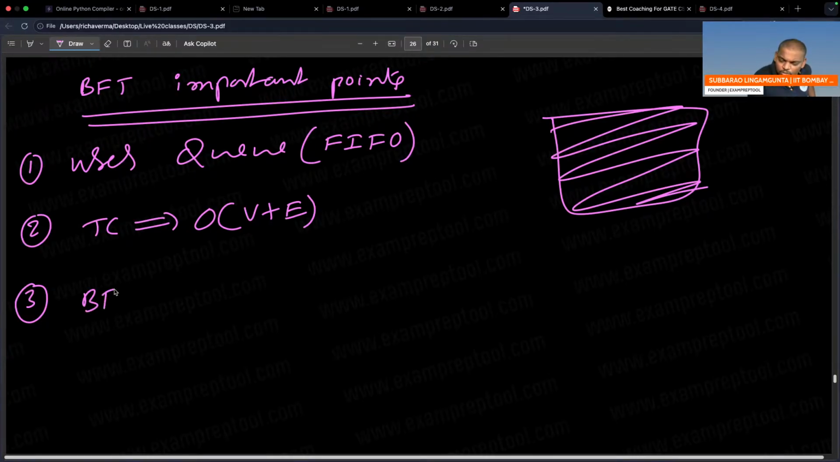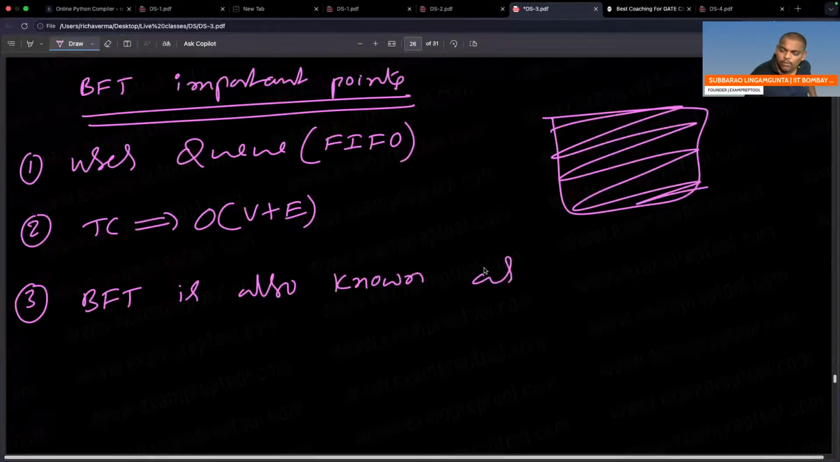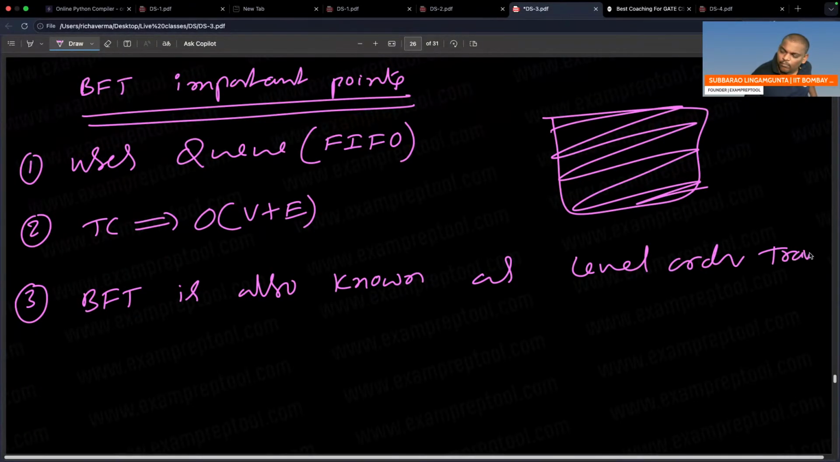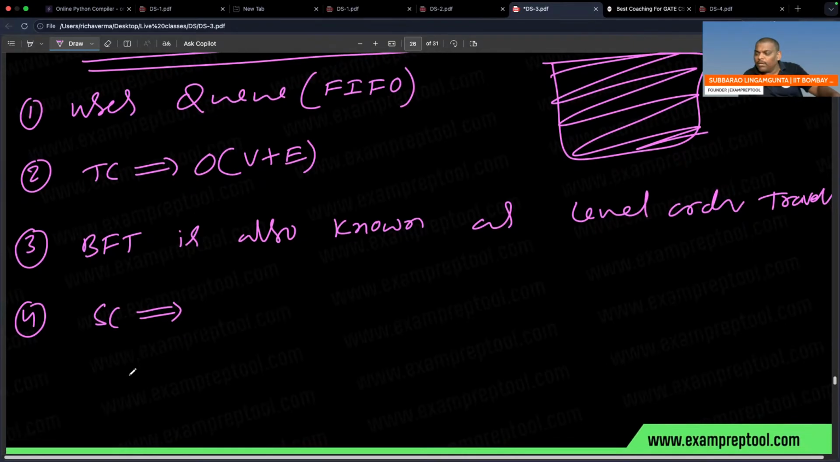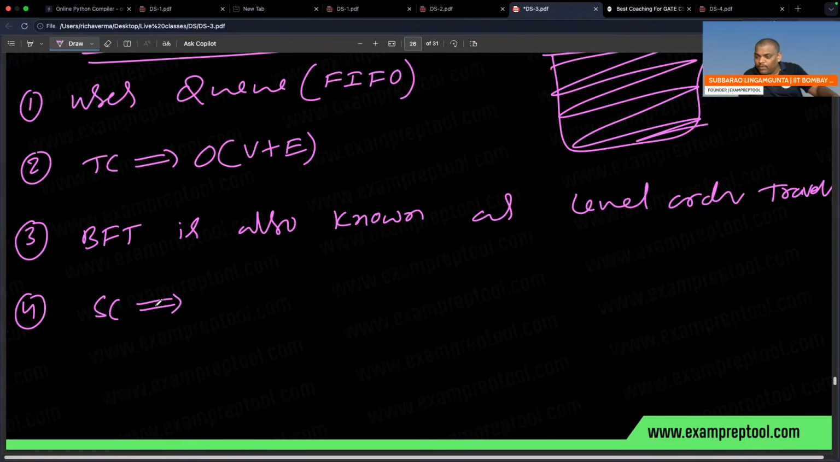Next one, BFT is also known as level order traversal. Next one, fourth one. Space complexity of BFT is equal to, everyone observe. Right? Listen carefully. Space complexity of BFT.